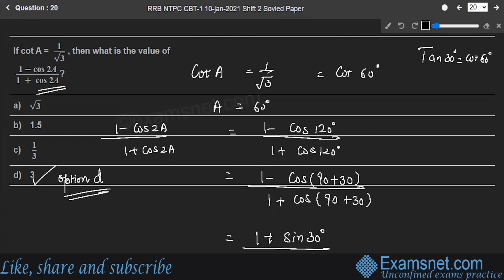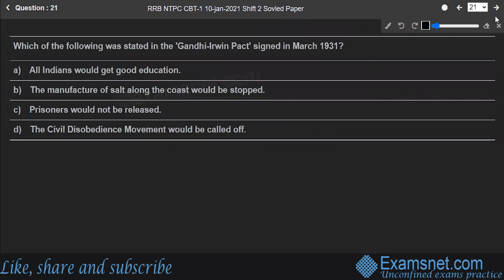Hope you got that well. Let's move to the next question, number 21. Which of the following was stated in the Gandhi-Irwin Pact signed in March 1931? Option A, all Indians would get good education. Option B, manufacture of salt along the coast would be stopped. Prisoners would not be released, or the civil disobedience movement would be called off. Well, which of the following was stated in the Gandhi-Irwin Pact? It was that the civil disobedience movement would be called off, signed in March 1931.